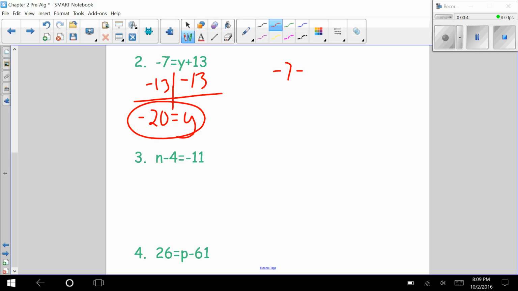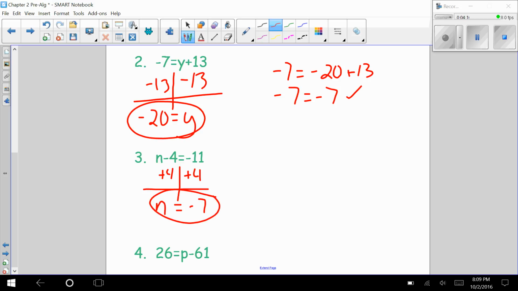Let's check it. Negative 7 equals negative 20 plus 13. Well, negative 20 plus 13 is negative 7. And that checks out. Number 3 is n minus 4 equals negative 11. I'll draw my little wall. I have n minus 4. So to undo a minus 4, I add 4 to both sides. So I get n alone on the left. Negative 11 plus 4 is negative 7. To double check that, I take negative 7 minus 4. Does that equal negative 11? Negative 7 minus 4 is negative 11.